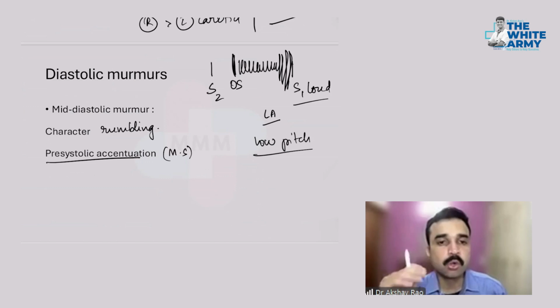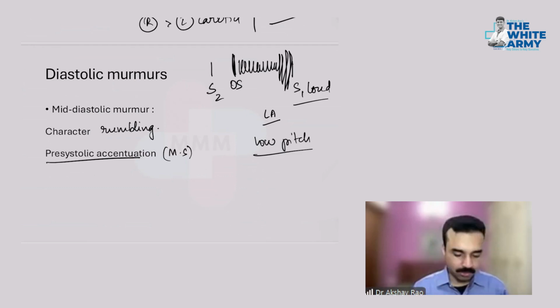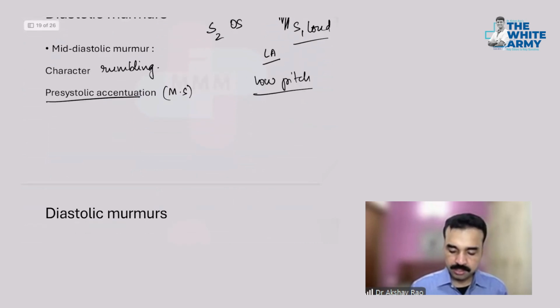Overall, it will sound like this: drrrk, diduk, drrrk, diduk. The murmur is drrrk, a mid-diastolic rumbling murmur, which increases just before the S1 happens. Drrrk, that's the first hard sound, very loud. Diduk means the first sound is S2, the second sound is the opening snap. So this is what you can try and appreciate in mitral stenosis: a mid-diastolic murmur with pre-systolic accentuation, and a high-pitched diastolic sound.